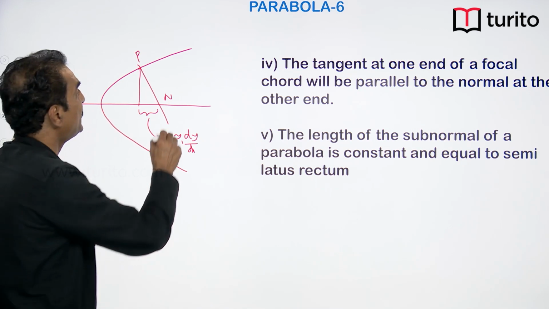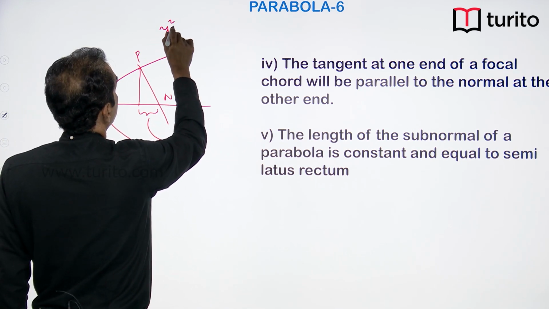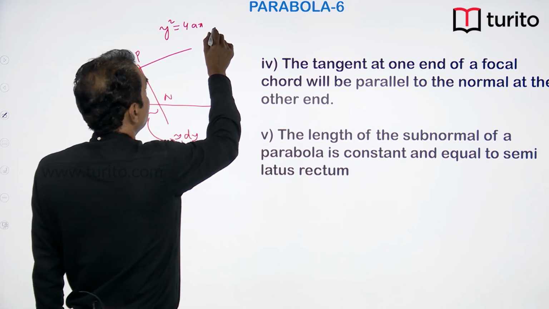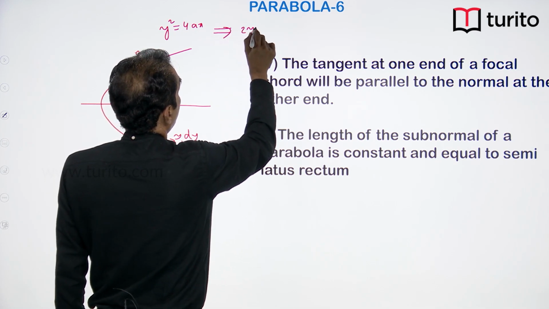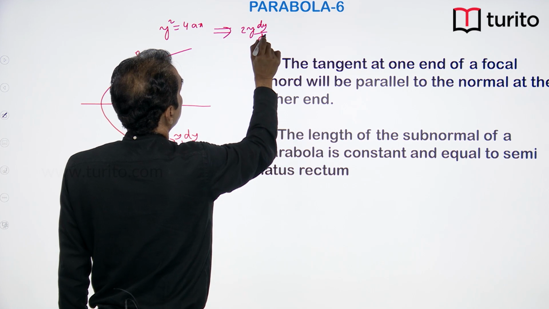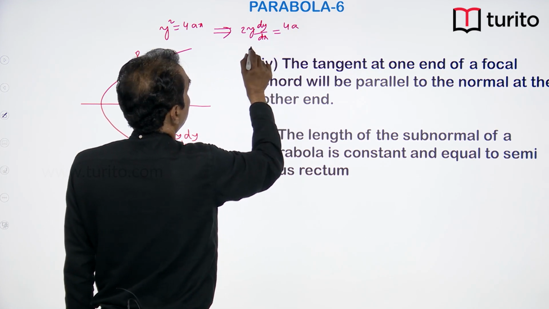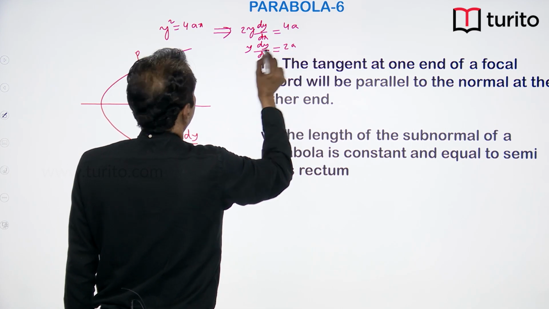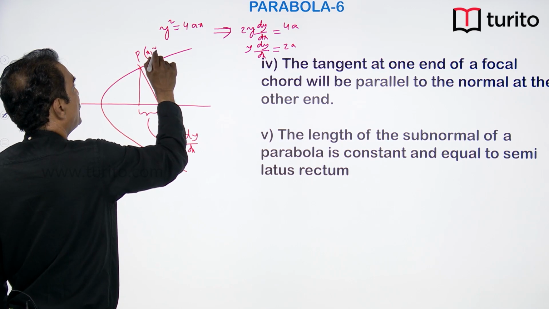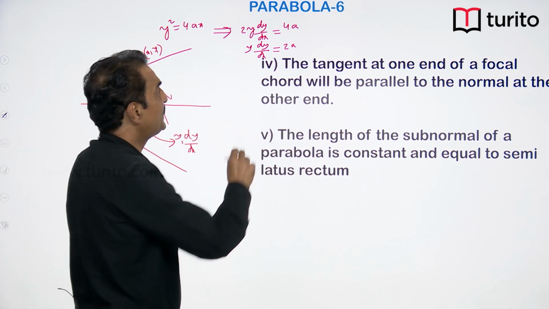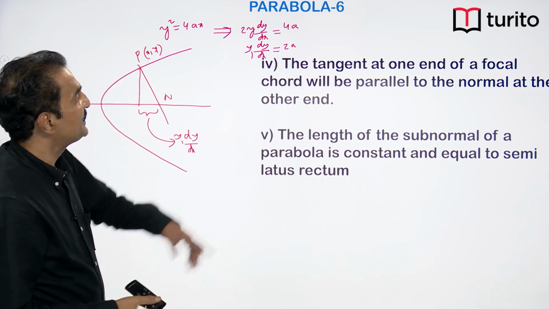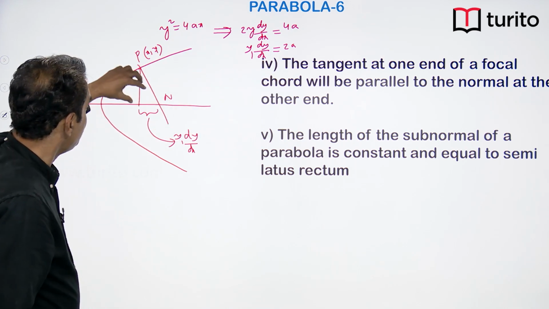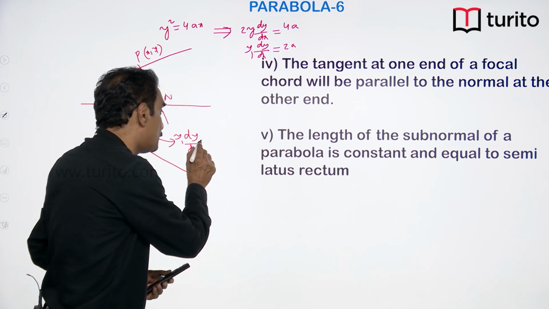Equation of the curve is y square is equal to 4ax. Differentiating on both sides, you will get 2y dy by dx is equal to 4a. Therefore, y dy by dx is equal to 2a. So, if you take this point as P(x1, y1), substituting (x1, y1), you will get y1 dy by dx is 2a. It is constant, independent of the point (x1, y1). That means length of the subnormal is always a constant and equal to 2a.